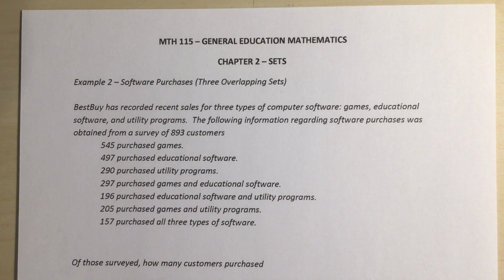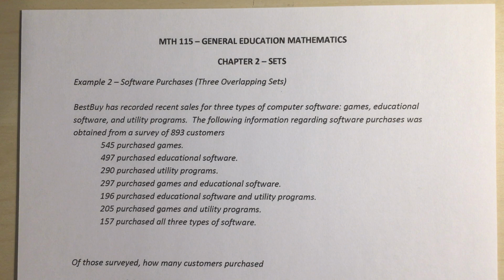Right, in example 2, we're going to do a similar example to what we saw in our first one, only this time we're going to have 3 overlapping sets. Notice that we have a much longer list of information here. So Best Buy has recorded recent sales for 3 types of computer software: games, educational software, and utility programs. The following information regarding software purchases was obtained from a survey of 893 customers.